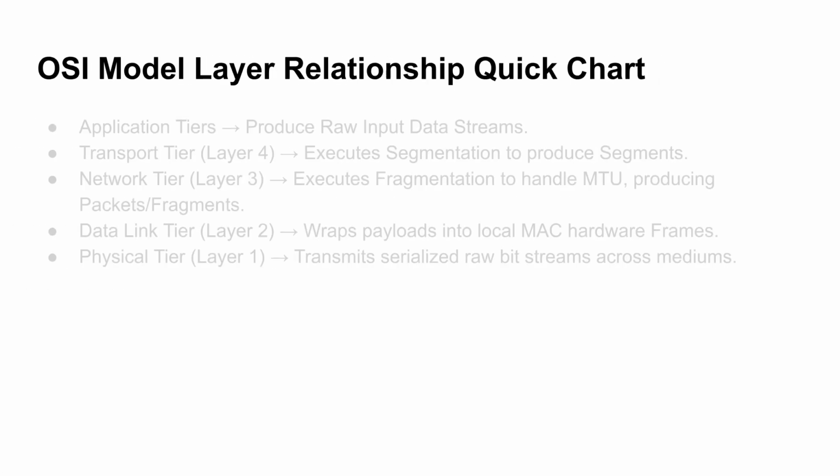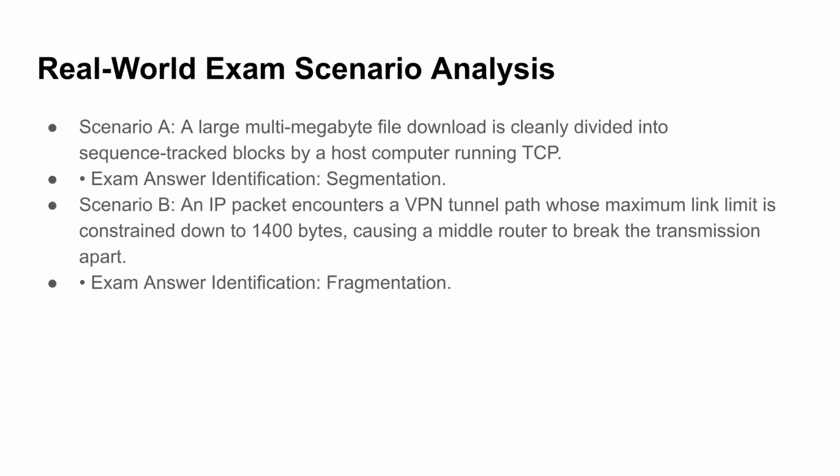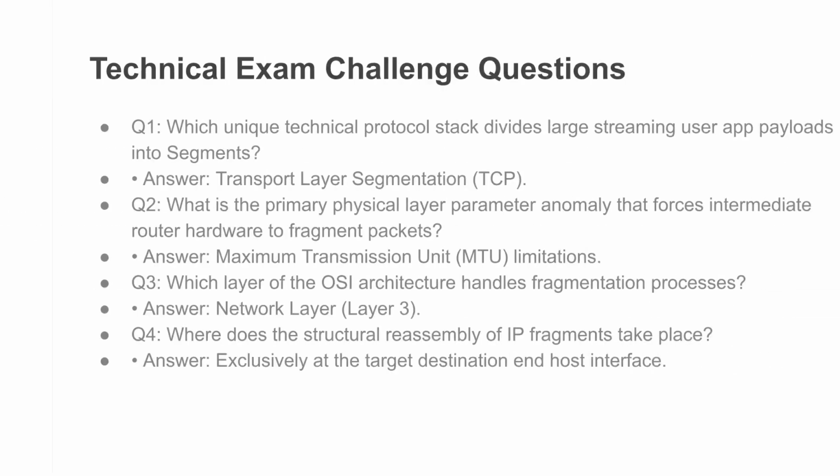This chart maps the process. The application produces data, layer 4 handles segmentation, layer 3 manages fragmentation, layer 2 wraps data into frames, and layer 1 transmits the final bit stream. For your exams, remember these scenarios. A host dividing a large file using TCP is an example of segmentation. A router breaking down a packet to fit a narrow VPN tunnel path is an example of fragmentation.